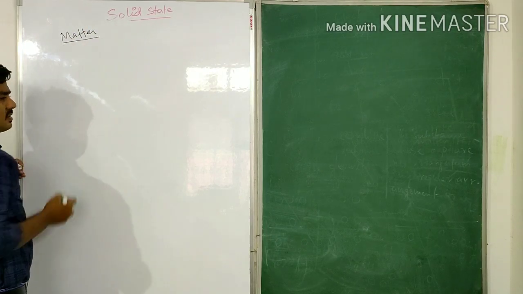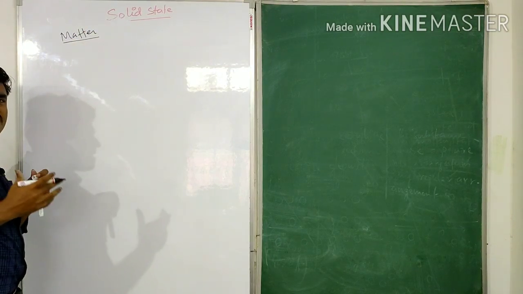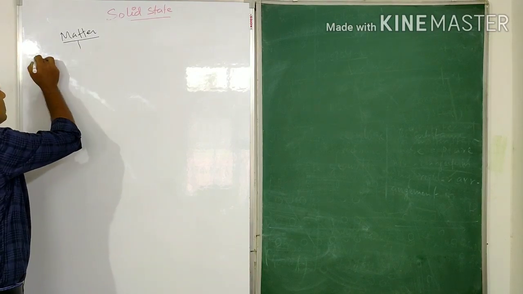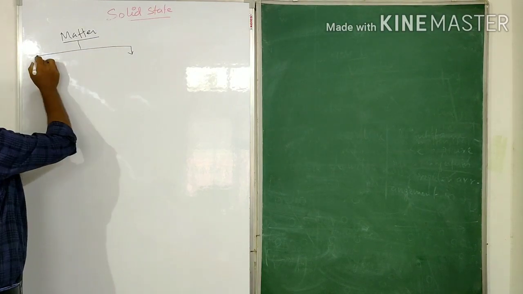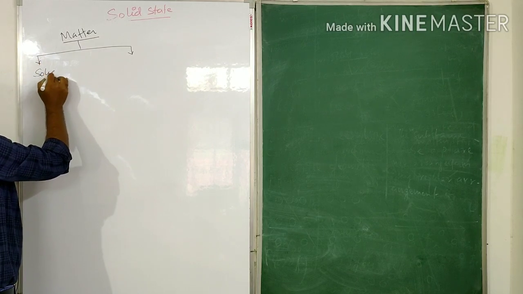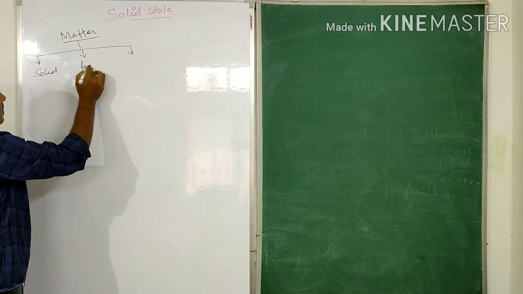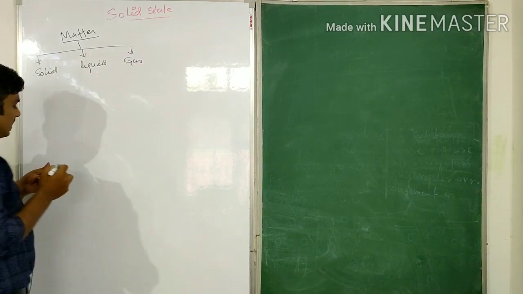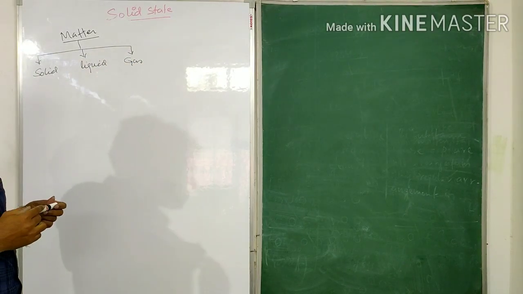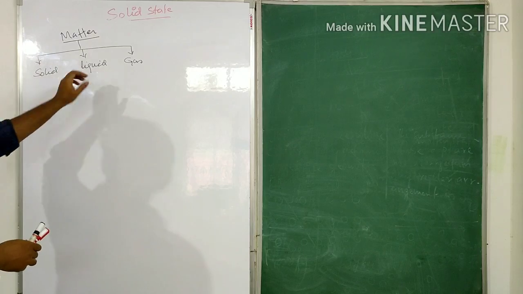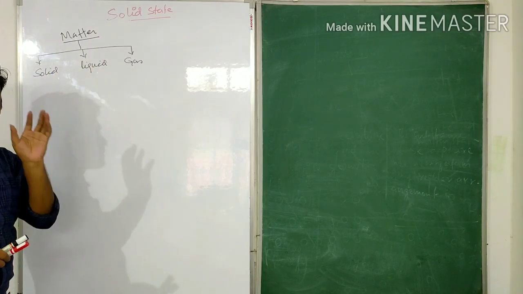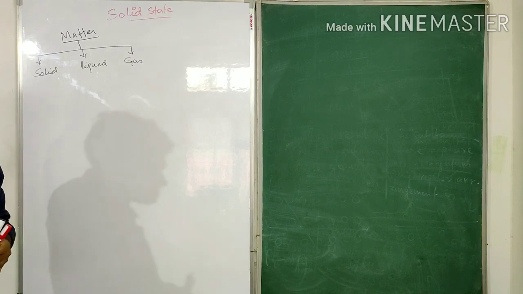So what is called matter? Anything that has mass and occupies space is called matter. Matter has three physical states called solid, liquid, and gas. Solid, liquid, and gas. The existence of solids, liquids, and gases can be explained by two factors. What are those two factors?